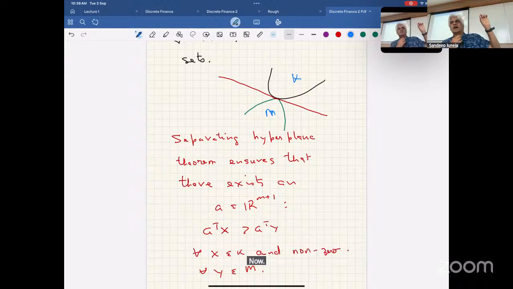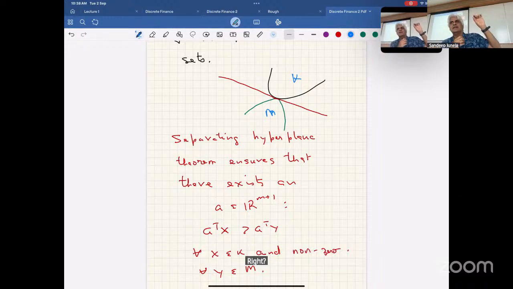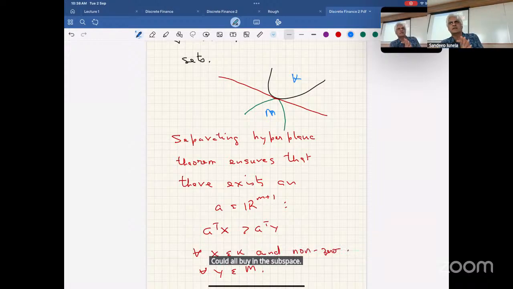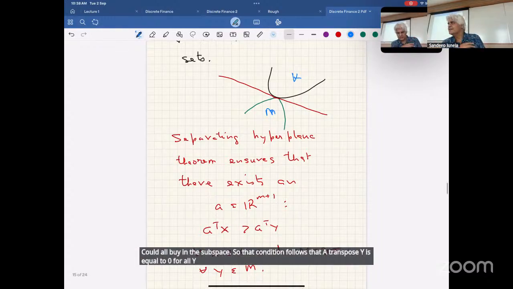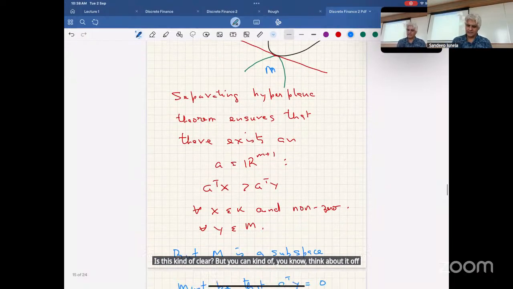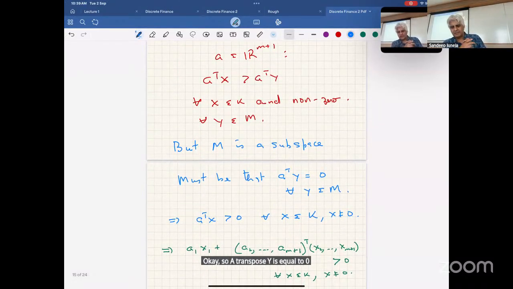Now, suppose A transpose Y is negative for some Y. Then A transpose minus Y is positive, and I can scale Y and I can defeat A transpose X. So the only way this argument will not work is if A transpose Y is equal to 0 for all Y in the subspace. So that condition follows: A transpose Y is equal to 0 for all Y in the subspace. Is this kind of clear? But you can think about it offline and chat with people. Okay, so A transpose Y is equal to 0 for all Y in M.